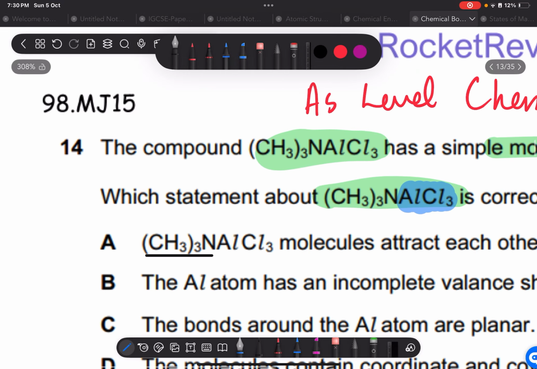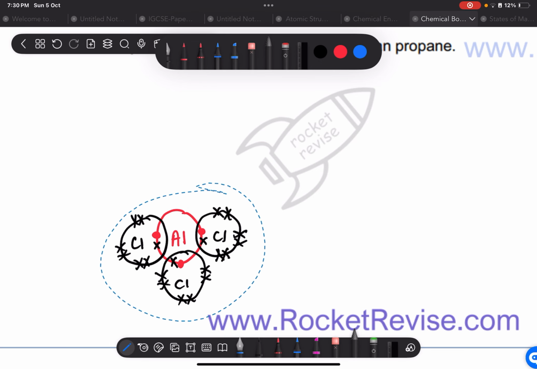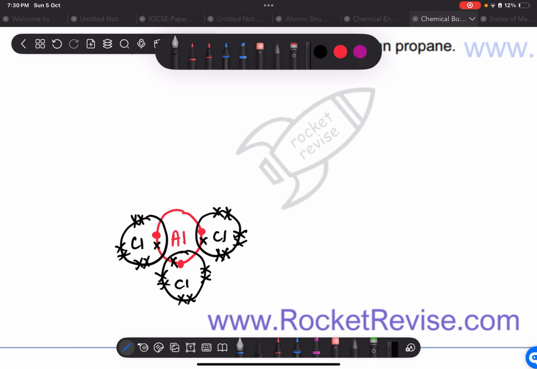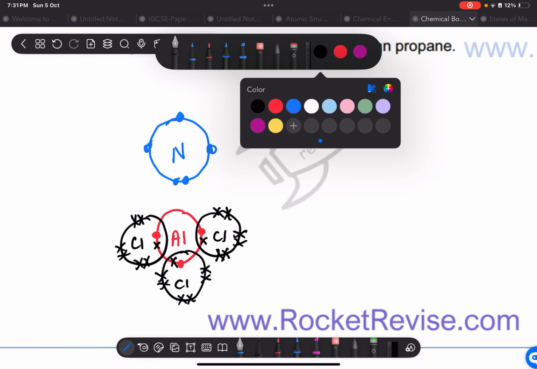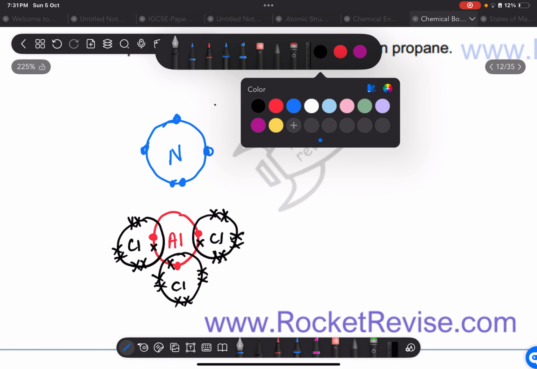Now let's draw this structure. We're going to draw it above this so that you can understand what's happening. There is going to be a nitrogen, and it is bonded to 3 CH3 groups. Okay, this is going to be complicated. Nitrogen first has 5 outer electrons. Then we have to draw 3 CH3. Okay, let's color code it because this is going to be a little difficult.